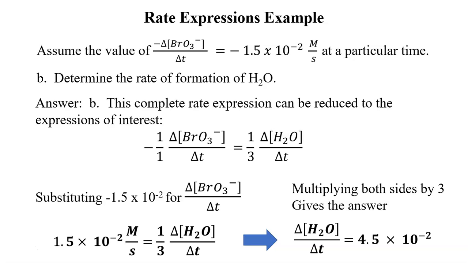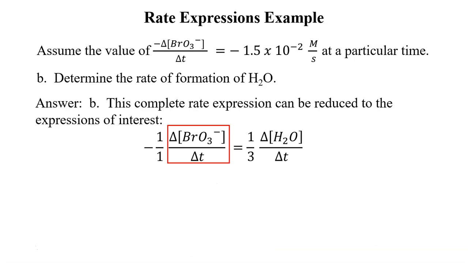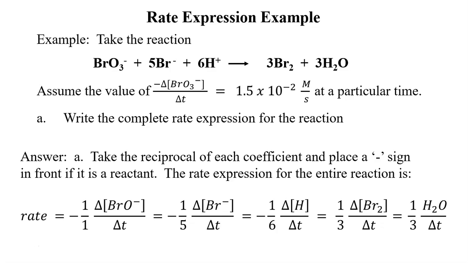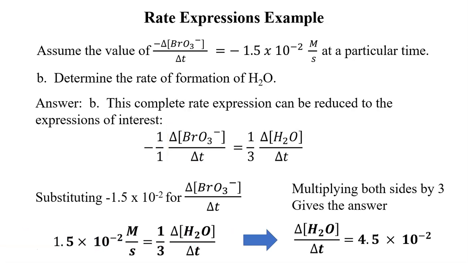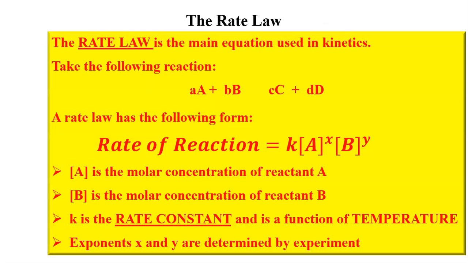And you could see back on the previous slide, if we go back there real quickly, up on the top equation, that 3 moles of H2O are being made for every 1 mole of BrO3 being used up, and therefore the H2O rate has to be 3 times faster. And there it is. All right, so that's what the rate expressions are used for. This is not a major part of kinetics, but you should understand how this works.